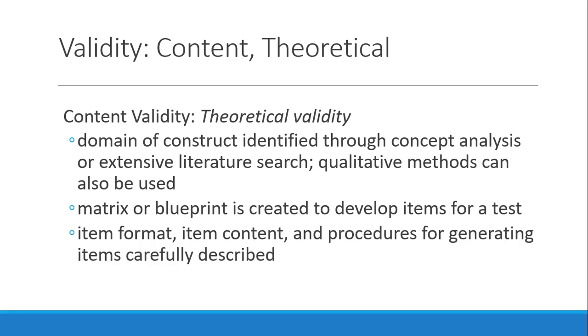Theoretical validity is gained through an extensive literature search. It is important to pull theory into it, but remember that qualitative methods can also be used because of the themes or the codes that are generated, and then you can map it with a blueprint. The item format, content, and procedures for generating the items have to be carefully described if you're creating a new instrument.